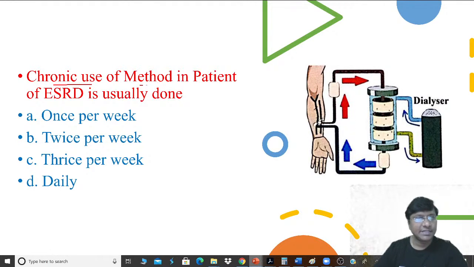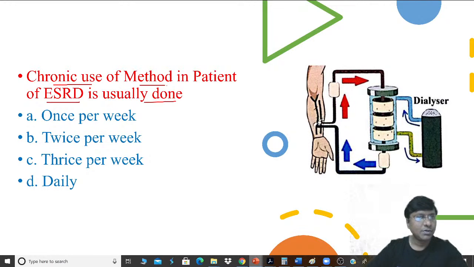Chronic use of the method in patients of end-stage renal disease is usually done once per week, twice per week, thrice per week, daily. Acute tubular necrosis will not show any particular cast. Acute tubular necrosis will lead to acute renal failure, and in acute renal failure you don't have any cast formation.